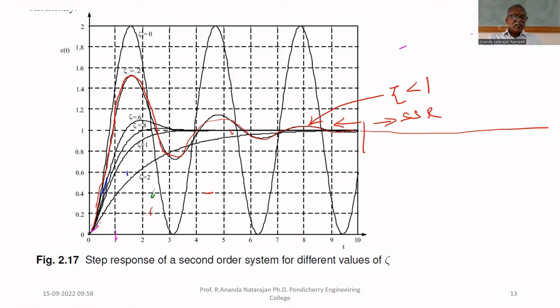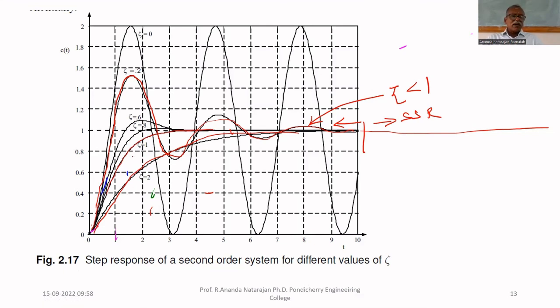If zeta is greater than 1, the response will be like this. The derivation will be different because the roots are different. If zeta is equal to 1, there are repeated roots, the smartest response.